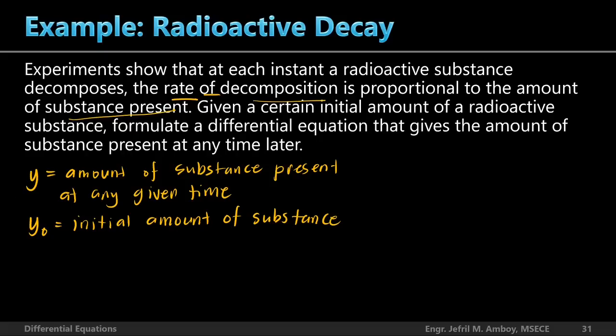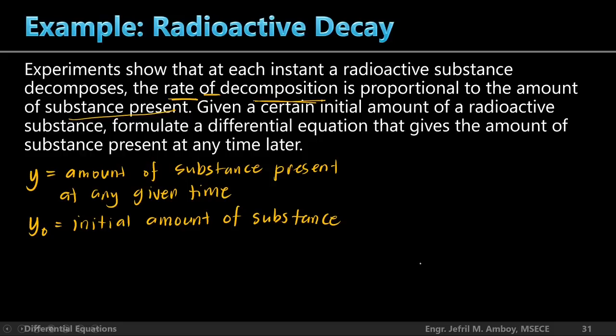After having defined the variables, of course, here, time will be represented as T. And the amount of substance Y decreases with time. Now, how are we going to establish the relationship between the amount of substance and the time? It is actually stated already in the problem. The rate of decomposition is proportional to the amount of substance present. If the substance decomposes, the value of Y decreases with time.